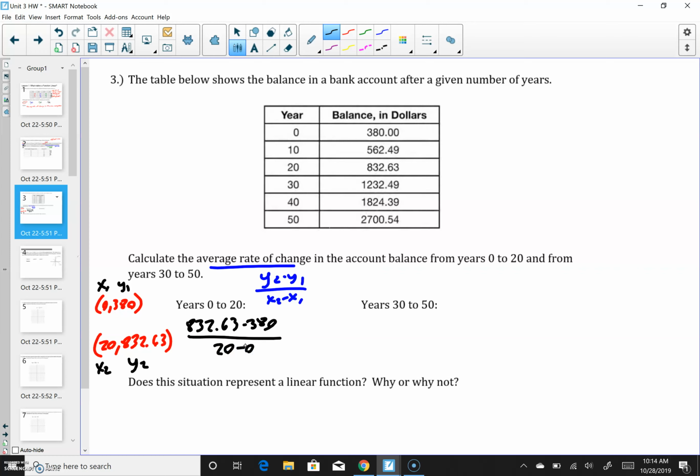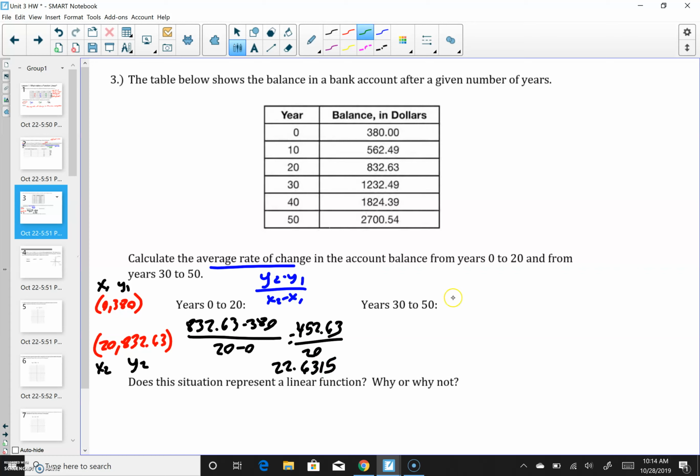So when I do that in my calculator, 832.63 minus 380, I get 452.63 over 20 minus 0 is 20. When I divide that by 20, I get an average rate of change of 22.6315.